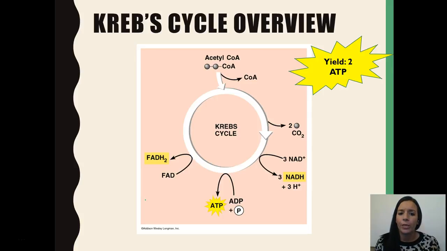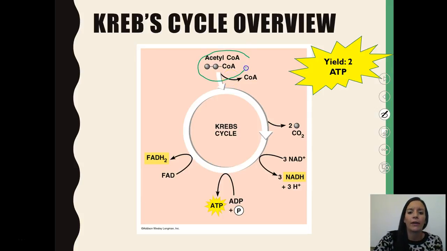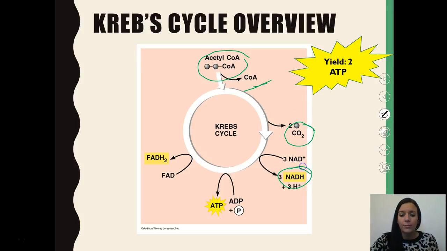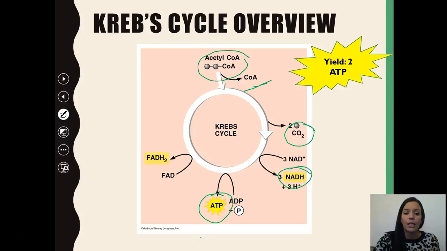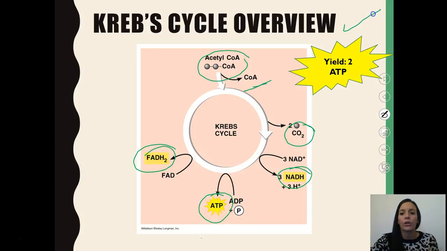So here's that overview picture. Once again, it shows the acetyl-CoA entering, but that CoA jumps off. Then we have our CO2, our NADH that's made. Here's that ATP we really need, and that FADH2. So we have a net yield here of 2 ATP, and we're up to 4 molecules of ATP so far.